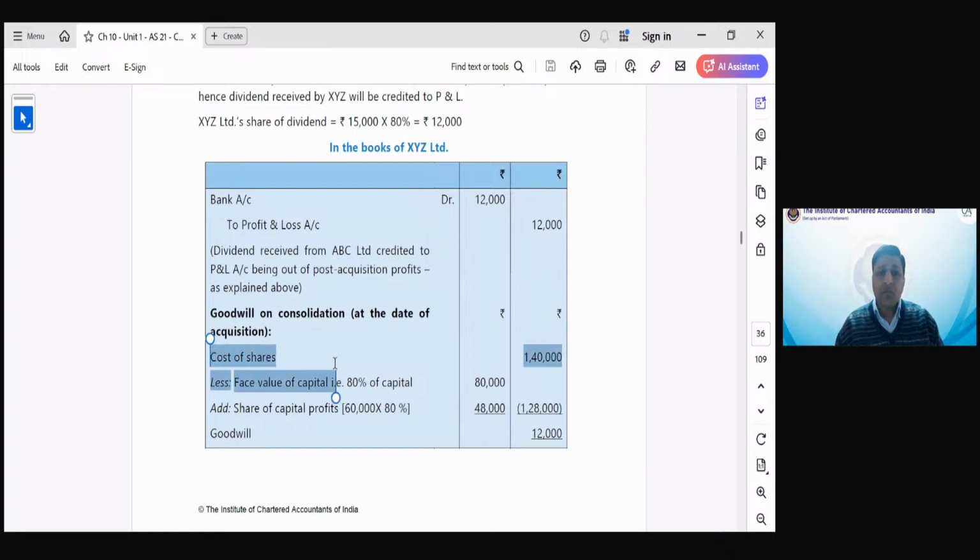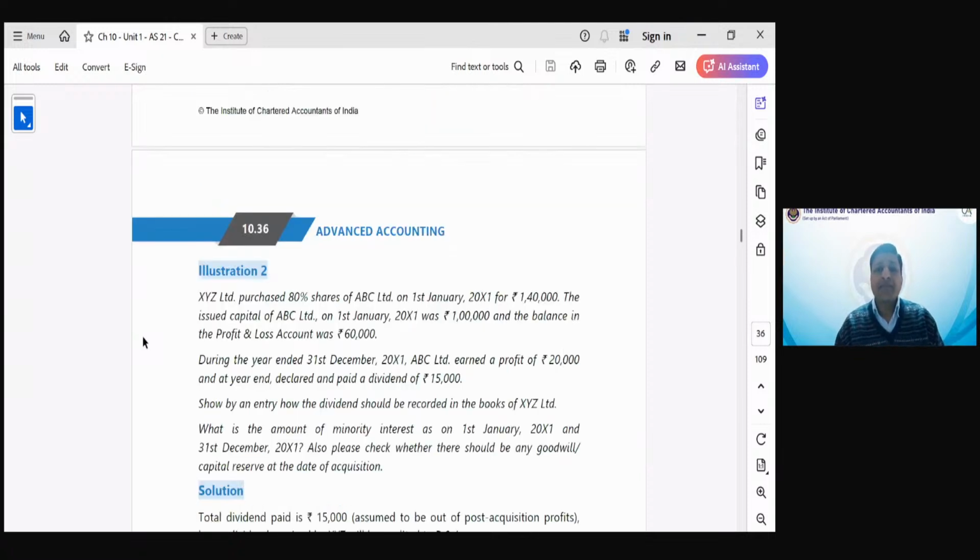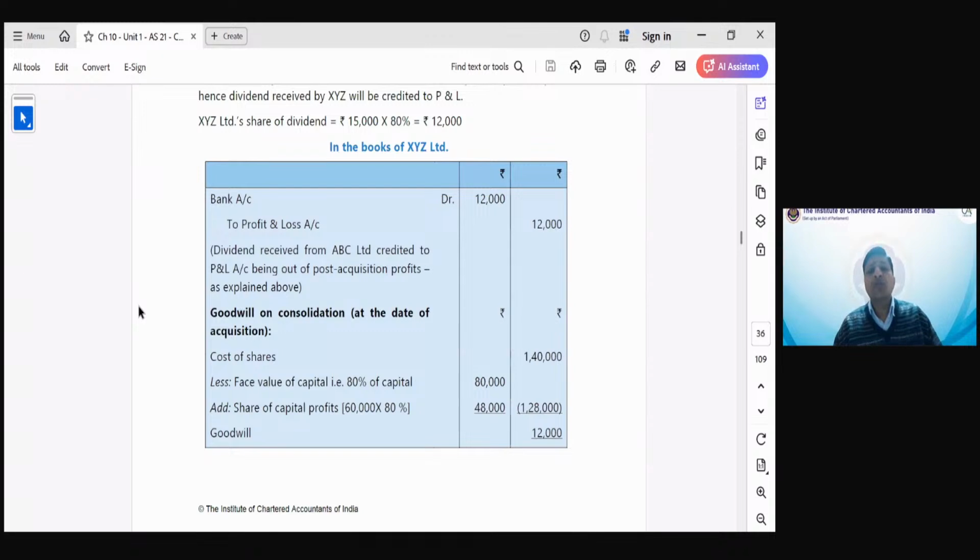Now from the purchase consideration, what do we need to deduct? Net assets. Do we have the amount of net assets? Yes. 1 lakh plus 60,000. That is the total value of net assets. 80% of that you will take, which is 1,28,000. So 1,40,000 has been paid as against net assets worth 1,28,000. So what do you get? Goodwill. Clear? All right. So goodwill has been computed.